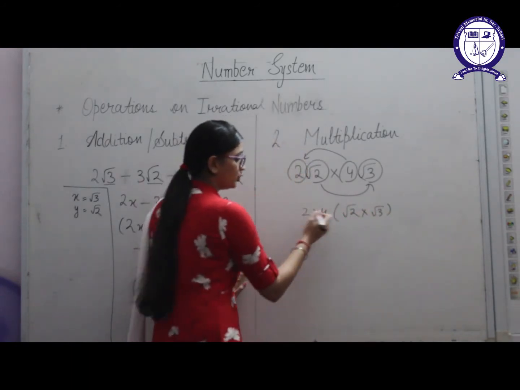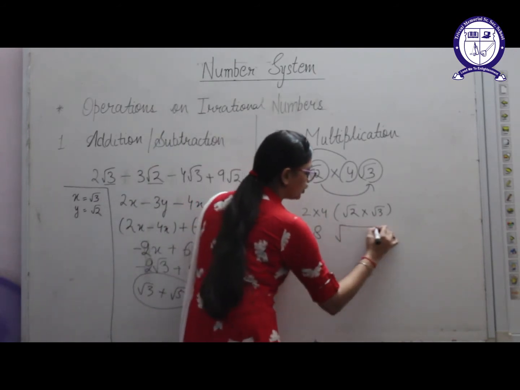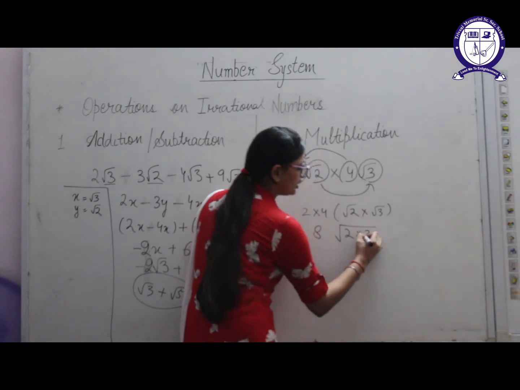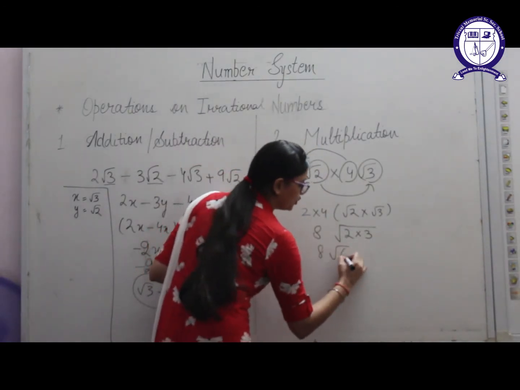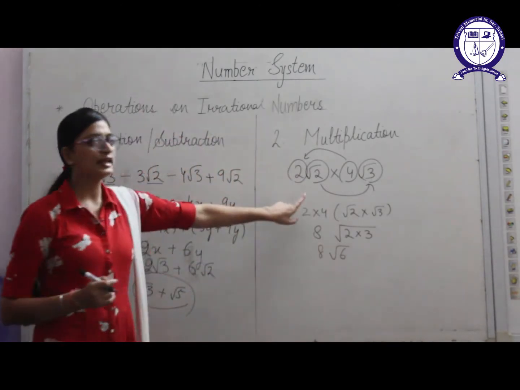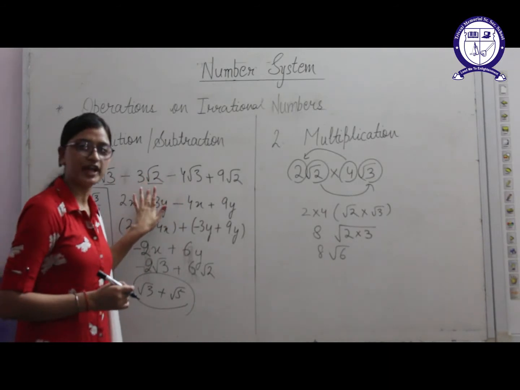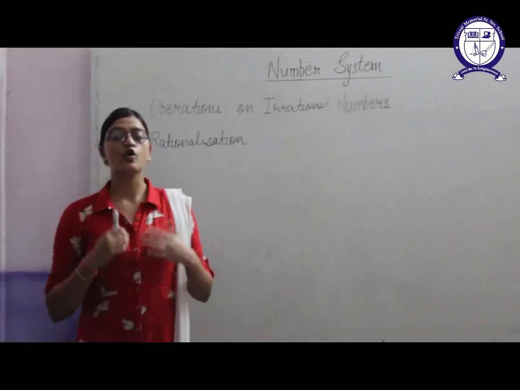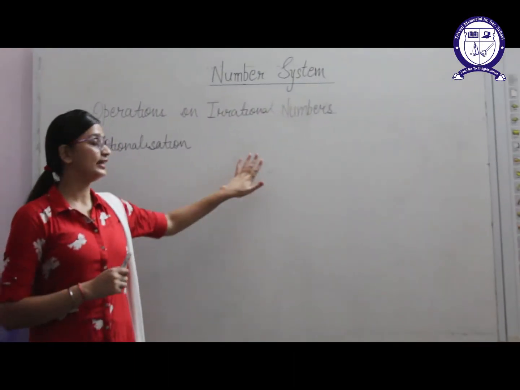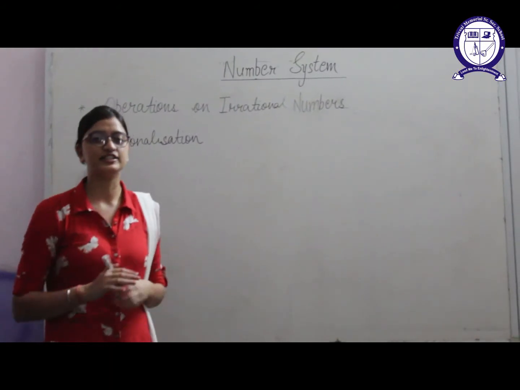2 into 4 will be 8. Root 2 and root 3 will become root 2 into 3. We can take the root outside and it will become 8 root 6. So we can multiply unlike irrational numbers, but we cannot add or subtract. So the other operation we all know is division. Okay, in integers, in natural numbers, in rational numbers, we can divide each other.